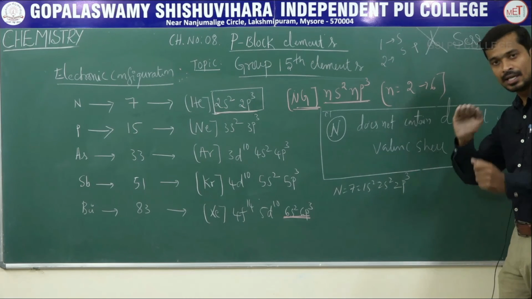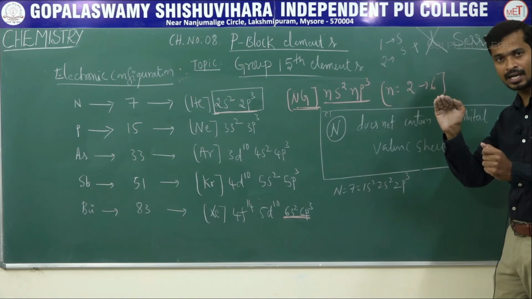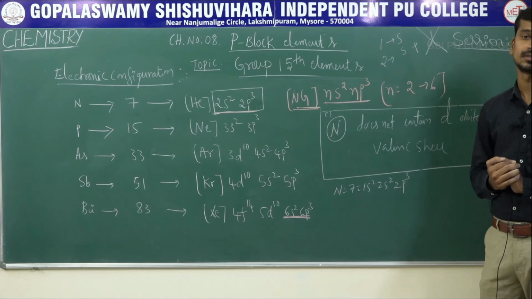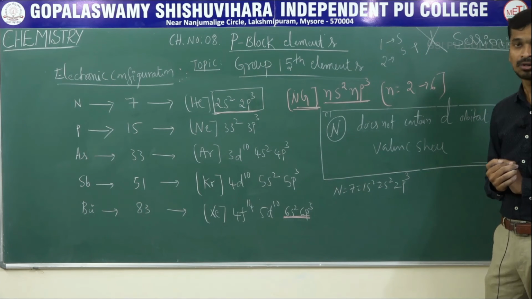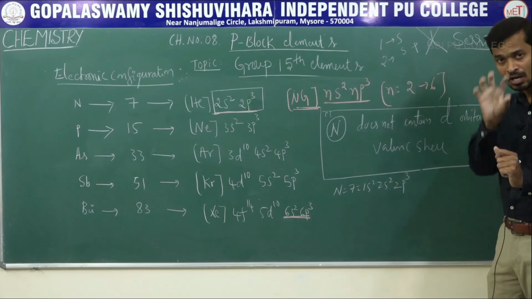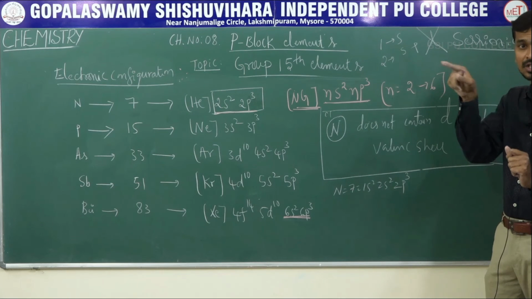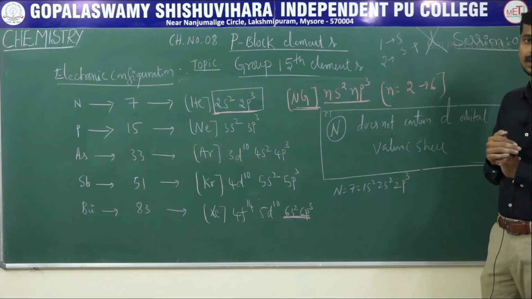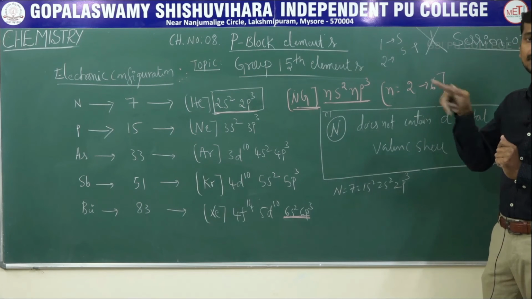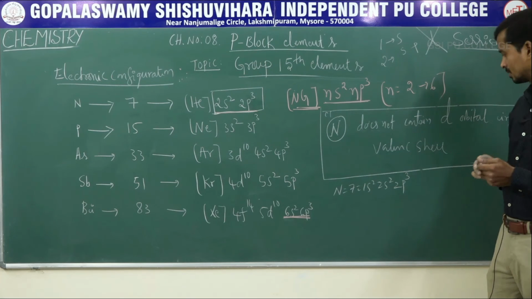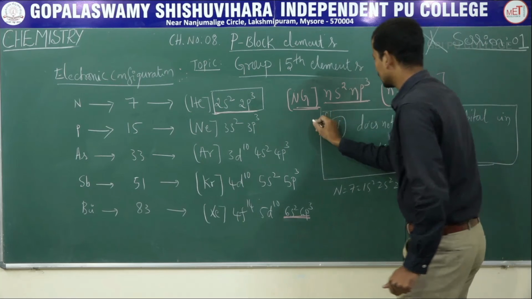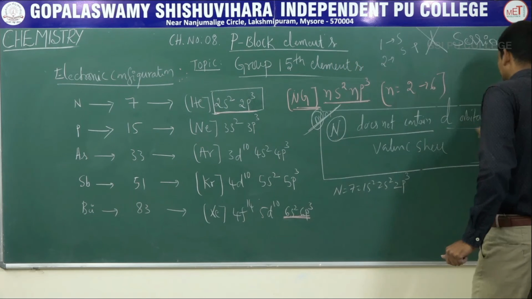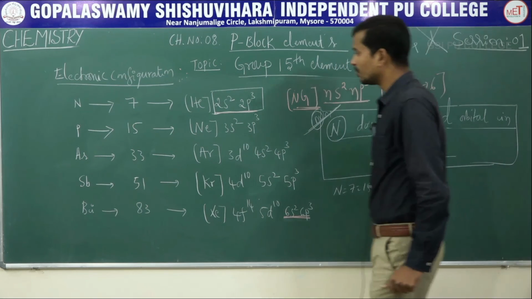2 only, n is equal to 2. Clear? Then 2s and 2p. There are no 2d orbitals. Okay, go through your first PUC chapter on quantum numbers, the azimuthal quantum number. L is equal to 0 for s orbital, 1 for p orbital, 2 for d orbitals. Clear? That is another important concept. Your next explanation: nitrogen does not contain d orbitals in the valence shell.